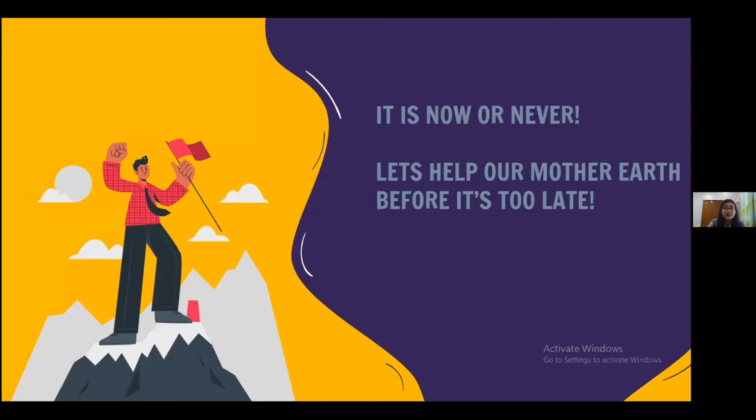Let's help our Mother Earth before it's too late. Because a lot of countries are having a big impact from the usage of plastic, and not many people talk about it. So we have to come together as a team, as a whole country, to participate and understand the importance of plastic and stop using it altogether.